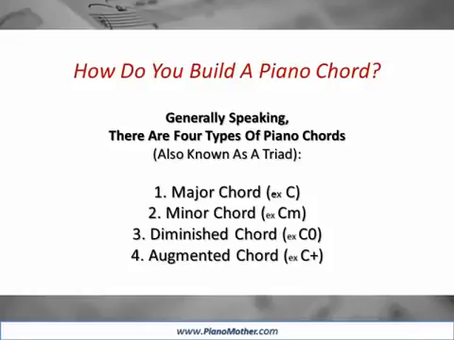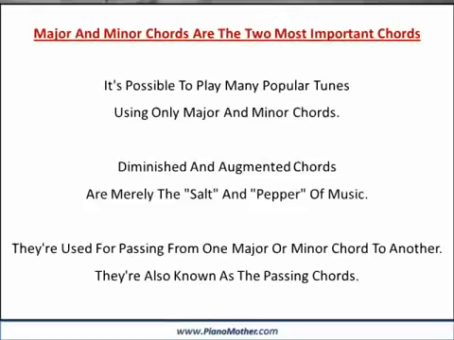How do you build a piano chord? Generally speaking, there are 4 types of piano chords, also known as a triad. 1. Major chord. 2. Minor chord. 3. Diminished chord. 4. Augmented chord.